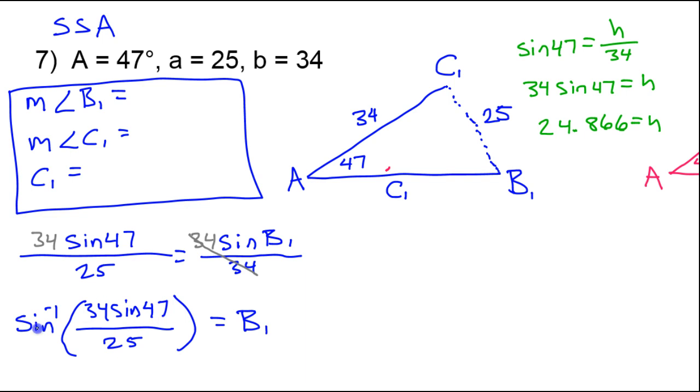So I'm going to put all of this in my calculator, and that'll give me B1. I'm getting 84.066. Okay, now to find the measure of angle C, I can just subtract these two angles from 180. That gives me 48.934.